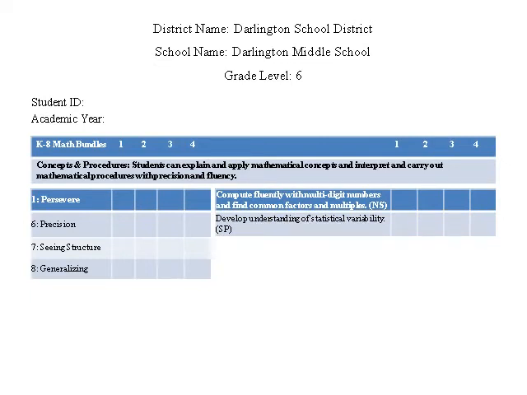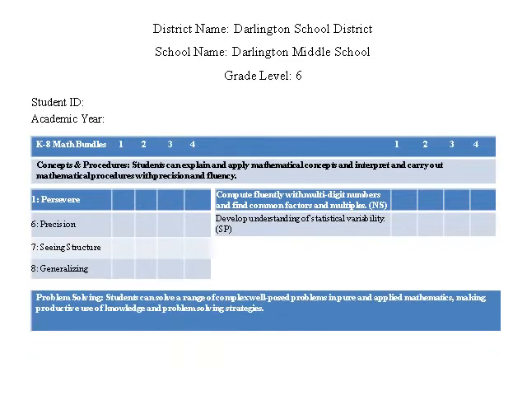Compute fluently with multi-digit numbers and find common factors and multiples. Develop understanding of statistical variability. Problem solving: students can solve a range of complex, well-posed problems in pure and applied mathematics, making productive use of knowledge and problem-solving strategies.